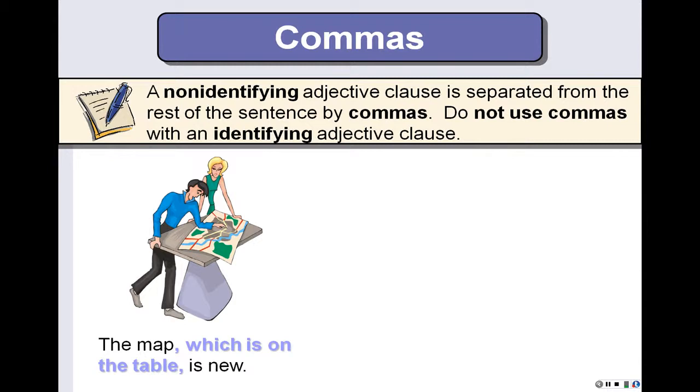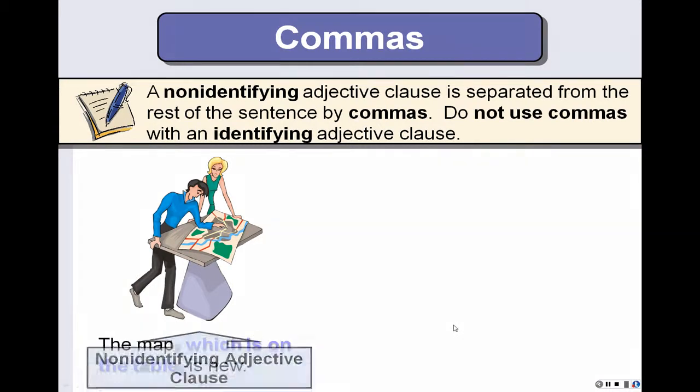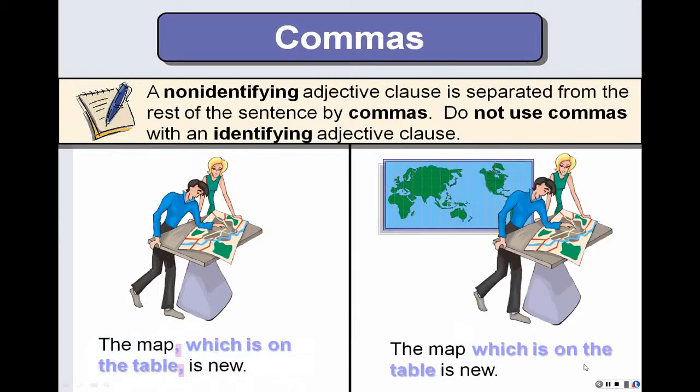The map, which is on the table, is new. There's only one map. We know which map. So we have commas. Here we have two maps in the picture. So which map is new? The map which is on the table. So no commas.